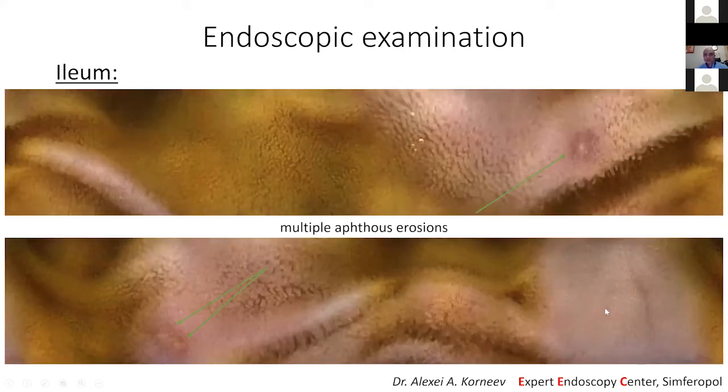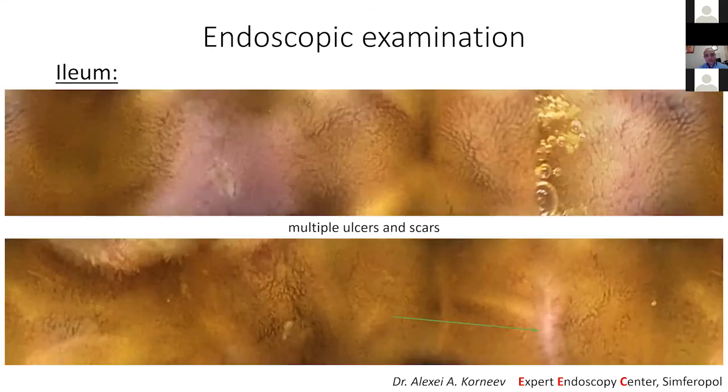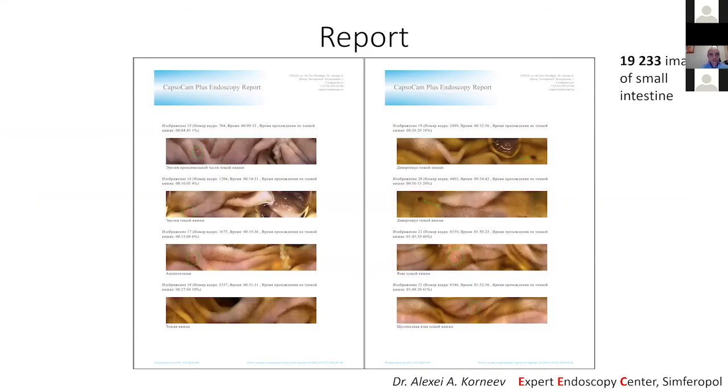Here you see aphthoid erosions in the ileum. Here is a single ulcer in the ileum and a scar. This is a white scar after a previous ulcer. I included the most revealing images in the report.